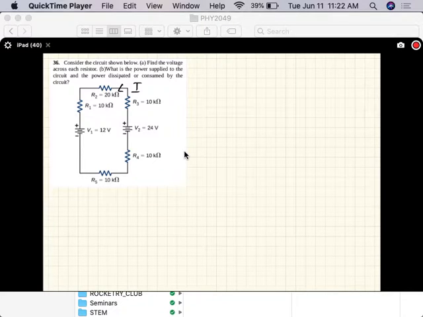Alright, so consider the circuit shown below. Find the voltage across each resistor. What is the power supplied to the circuit and the power dissipated or consumed by the circuit?